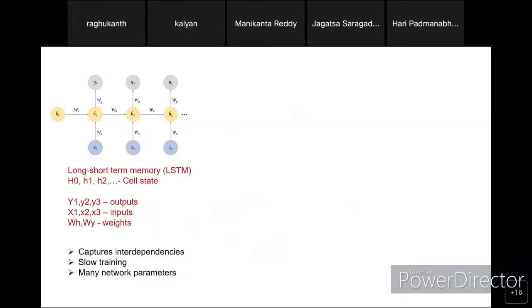And now we will go to this LSTM, that is long short-term memory. This is also a new network which we developed to simulate this for earthquake engineering and for other types of problems itself.